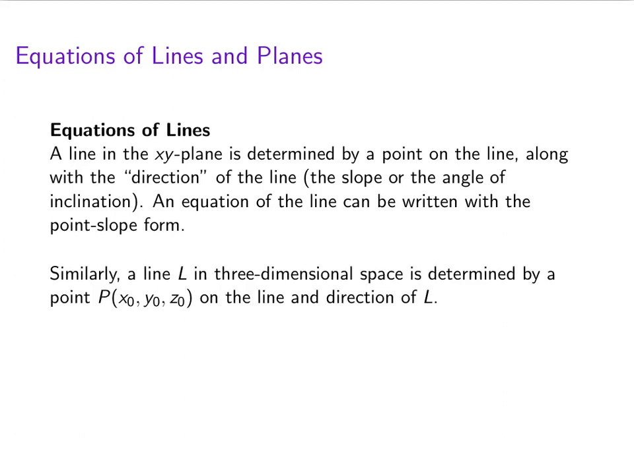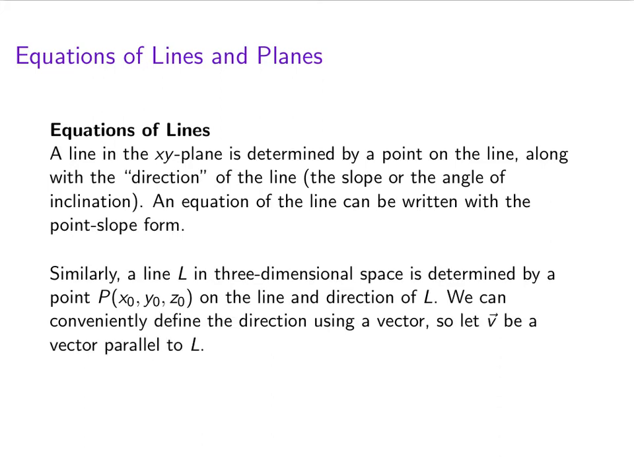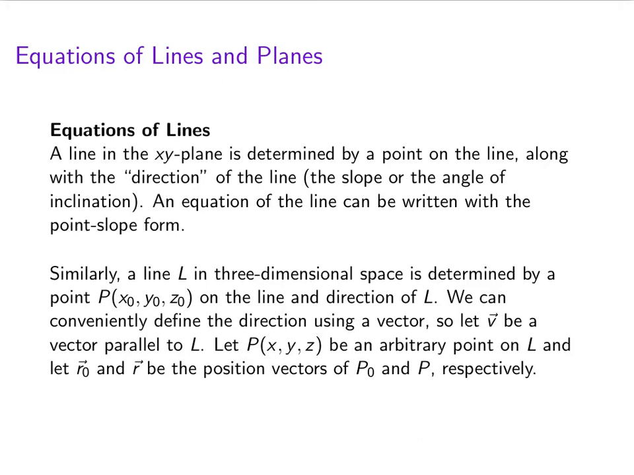Now, a line in three-dimensional space can be described by starting with a point on the line and the direction of the line. Now, we can describe the direction of a line using a vector. So let's let V be a vector that's parallel to the line, and let's let P of xyz be an arbitrary point on the line, and then we'll let r0 and r be the position vectors of P0 and P, respectively.